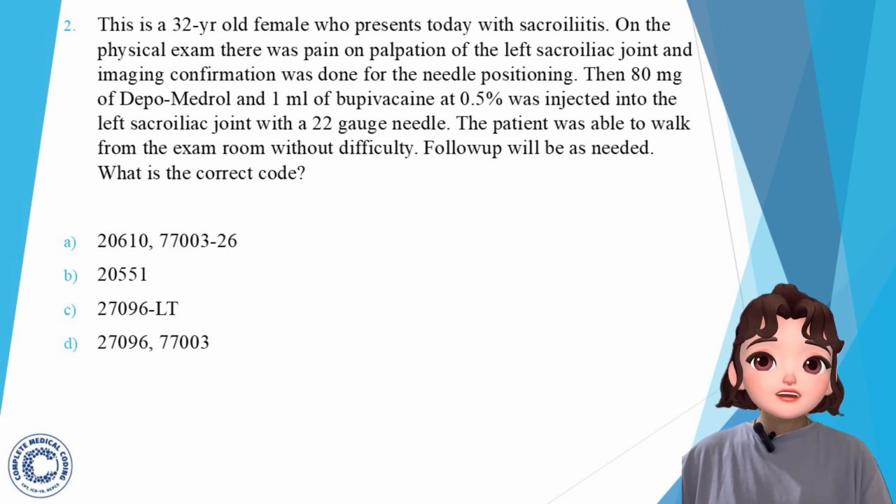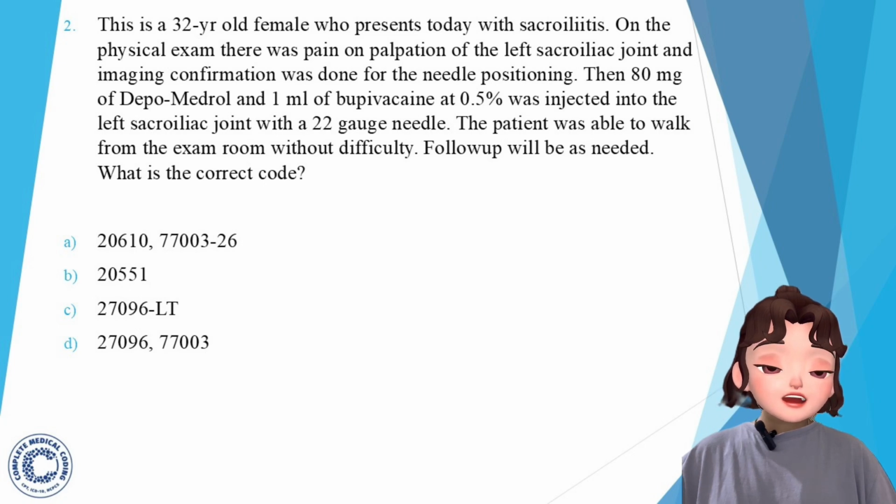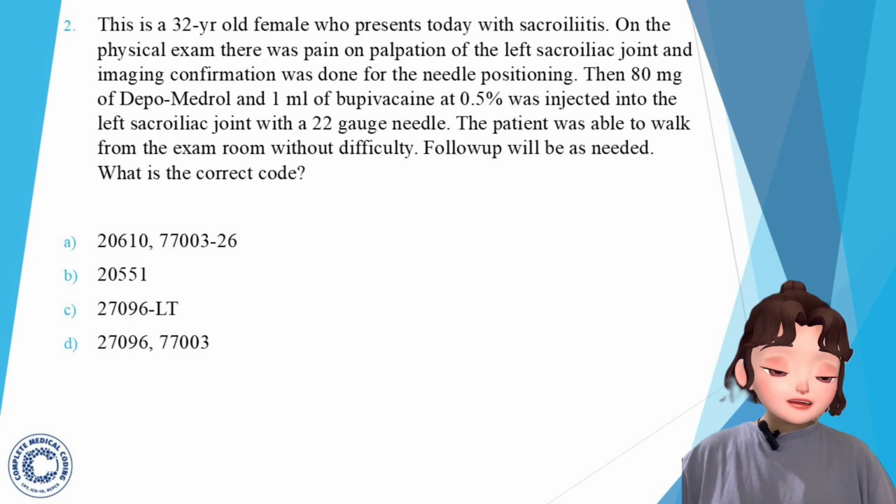We will first find out the correct CPT code for the injection. Then we will check if the radiologic interpretation is required or not, because the 7 series CPT codes are the radiology codes. What is 20551? 20551 is injection, single tendon sheath or ligament, single tendon origin or insertion. Injection of single tendon, it is mentioned.